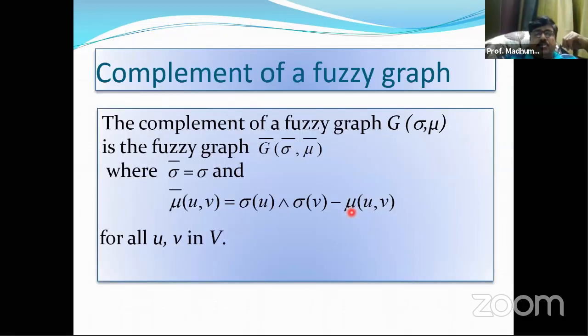So what is the definition of complement in crisp set theory? In crisp graph theory, in both graphs, the original graph and the complement graph, the set of vertices remains the same. In the two graphs, the original graph as well as the complemented graph, the set of vertices remains the same. Only the changes are in the set of edges.